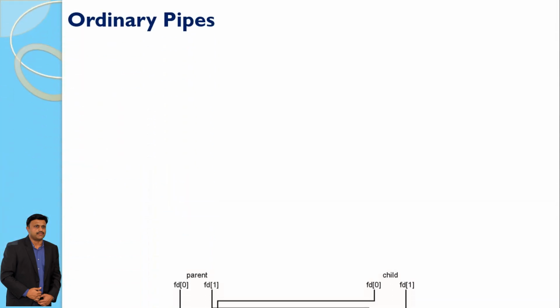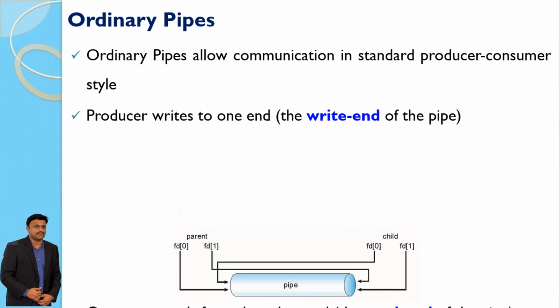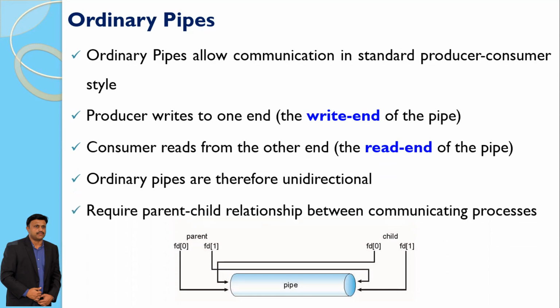Pipes act as a conduit allowing two processes to communicate. There are two types of pipes: ordinary pipes and named pipes. For two-way communication, two pipes are required. Ordinary pipes cannot be accessed from outside the process that created them, typically used by a parent process to communicate with a child process. Named pipes can be accessed without a parent-child relationship.